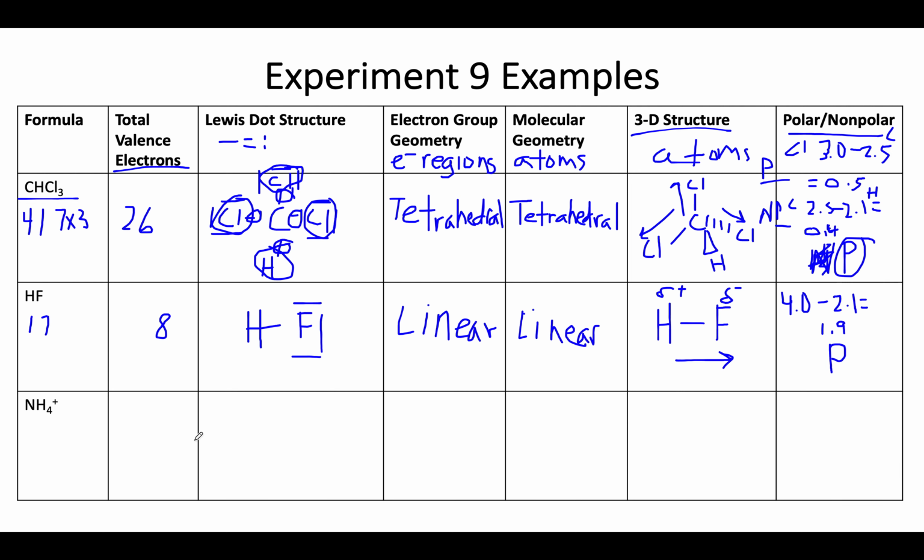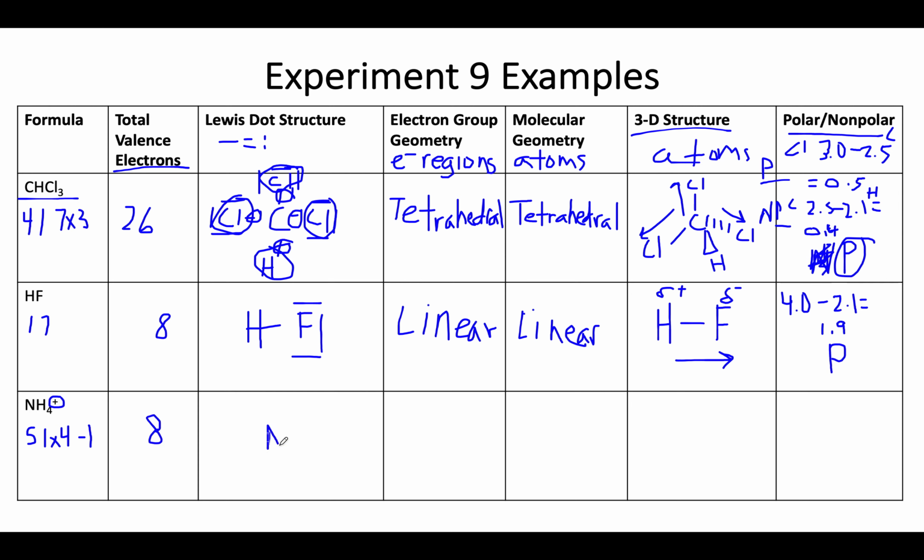Okay, the next one is ammonium, NH4+. So I wanted to put this one on to emphasize charge. So there's 5 valence electrons for nitrogen, 1 for each hydrogen, that's times 4. And then if we have a plus, remember, that means we lose an electron, okay? So I put -1, so that takes us to 8.